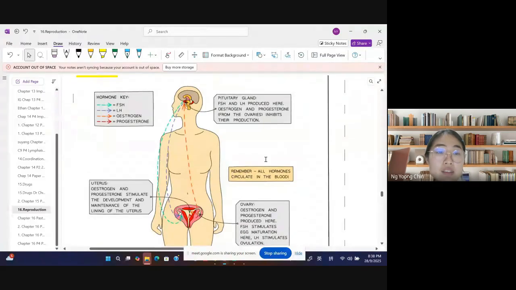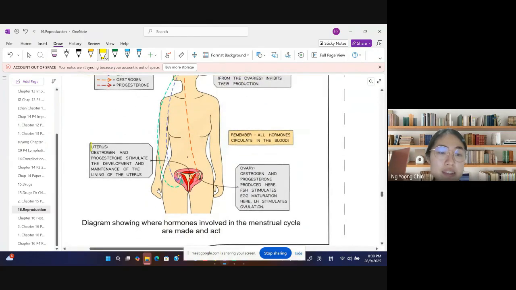Okay, this is just for you to have a look at each of the endocrine organs and how they produce the hormones. The pituitary gland secretes LH and FSH. Then you have the uterus, with estrogen and progesterone to maintain the lining. And then you have the ovary, which produces progesterone and estrogen to stimulate egg maturation and ovulation. Just remember that FSH will make the egg become mature, and LH will cause ovulation. That's all.